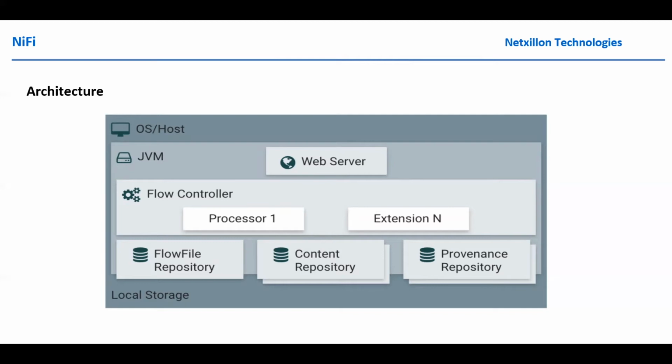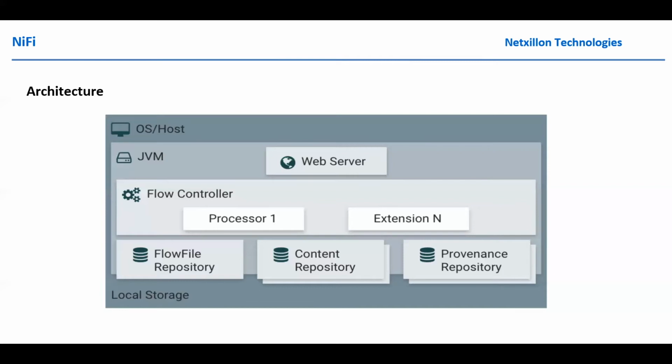So this representation is from a single instance of NiFi, which runs on a host with an OS on it, and it is running inside a JVM, right? So when we say JVM, it's a Java-based system. So it has a web server. This is the one you interact with, the web UI page which I showed you at the beginning. It listens on port number 9090.